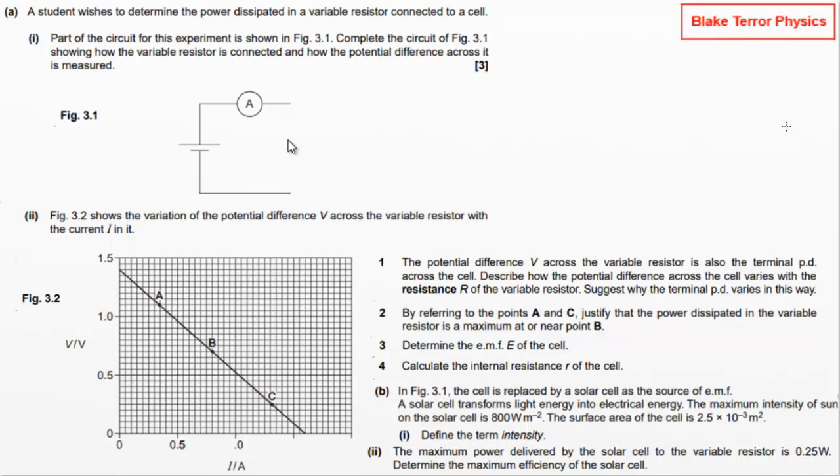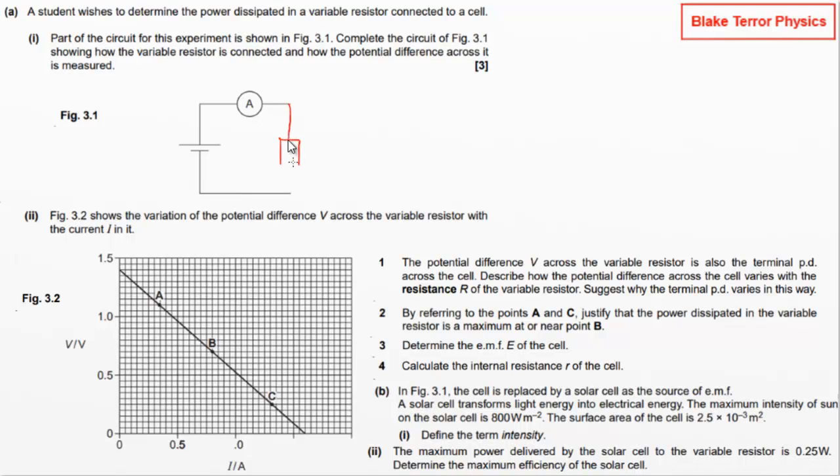A student wishes to determine the power dissipated in a variable resistor connected to a cell. Part of the circuit for this experiment is shown in figure 3.1. Complete the circuit of figure 3.1, showing how the variable resistor is connected and how the potential difference across it is measured. Right, again, they're not asking for much here.